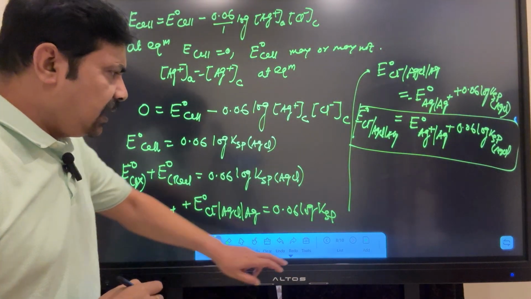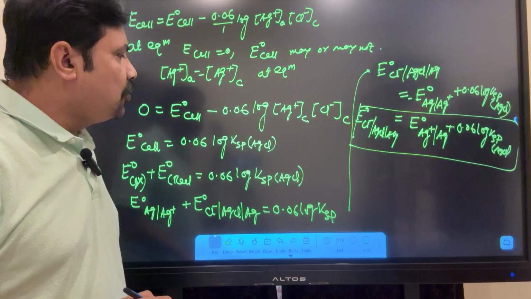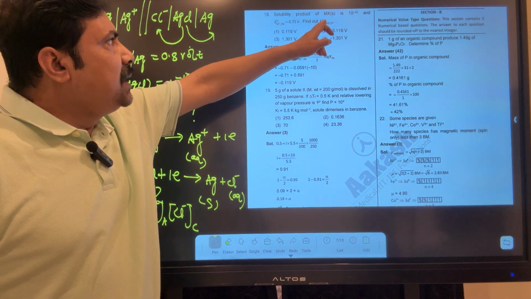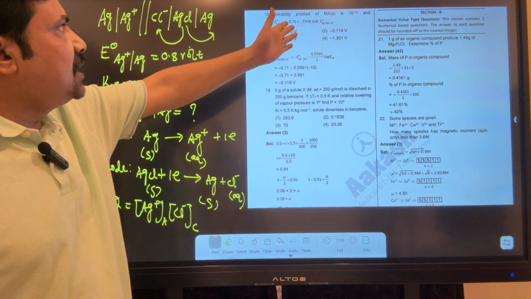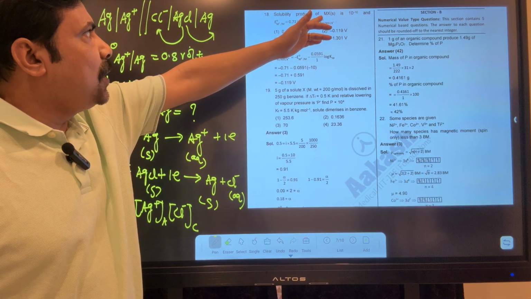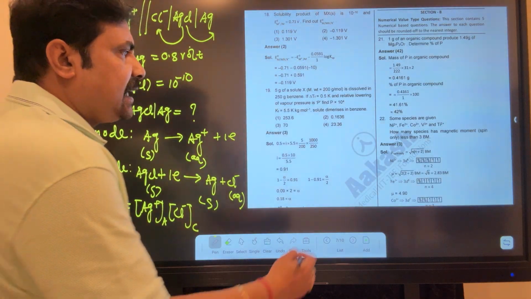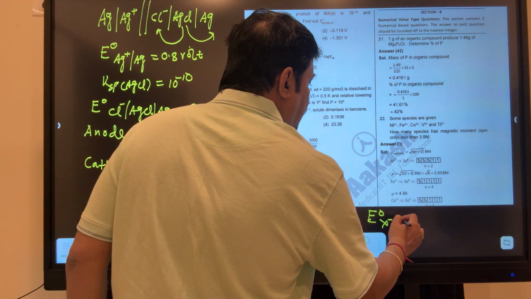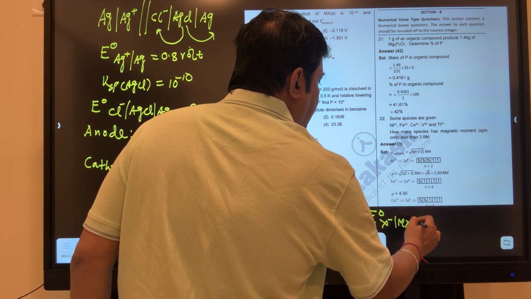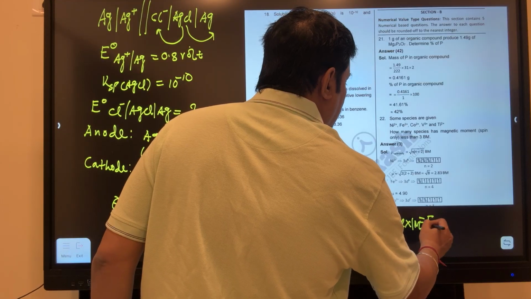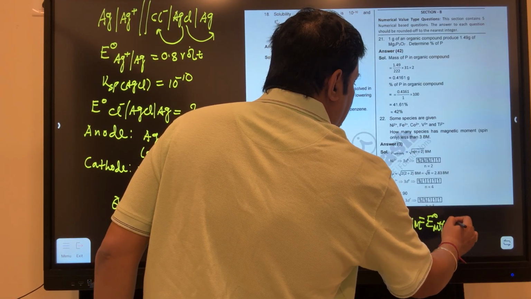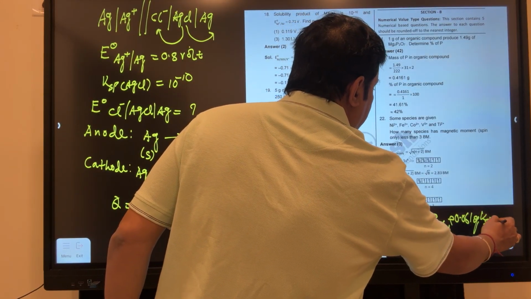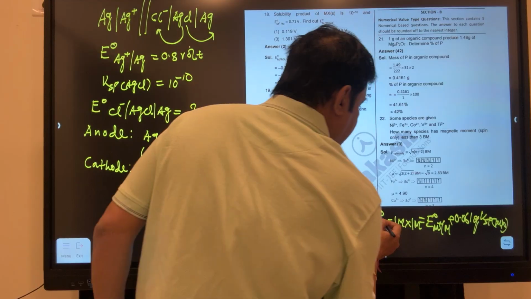Now in the same way they give the problem. They are asking for E naught of MX X minus. That means whatever data they provided, Ksp of the provided salt, directly you will find E naught of X minus MX and M, which will be equal to E naught of M plus to M plus 0.06 log of Ksp of MX. Whatever data they are giving, you will get this electrode.